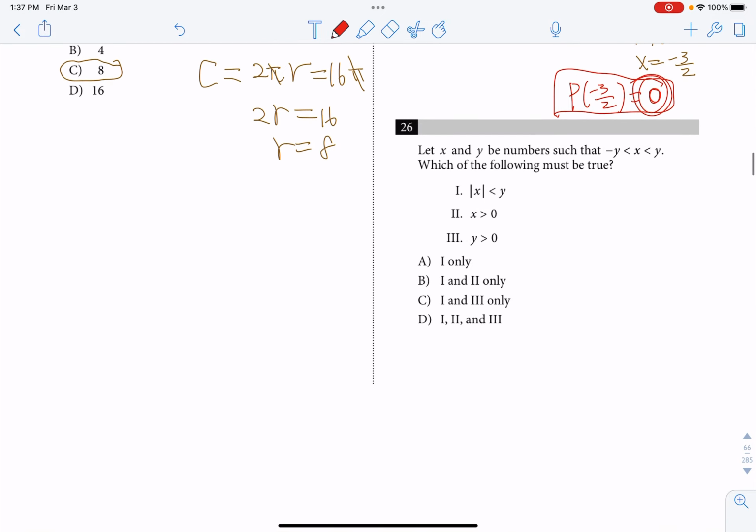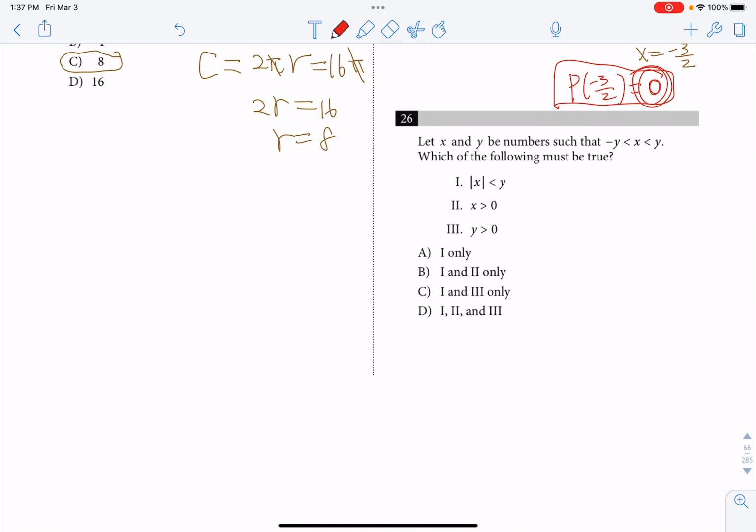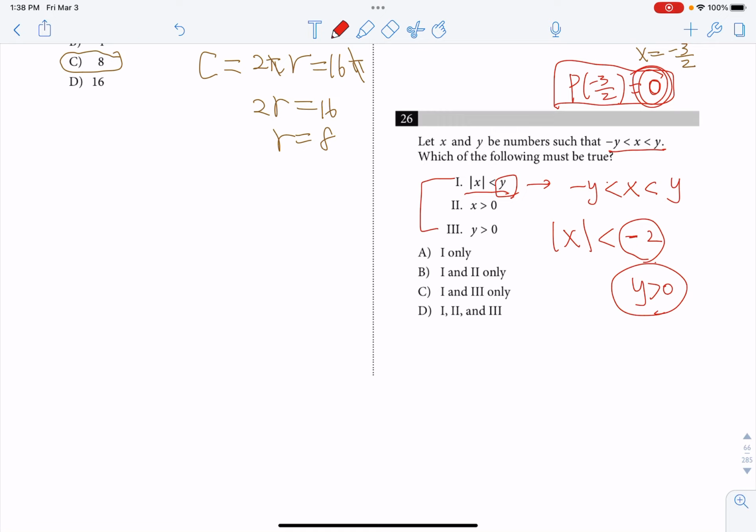And then 26: let x and y be numbers such that the absolute value of x is less than y. Which of the following must be true? When you have an absolute value less than y, you can solve it: x is between negative y and y. That's how you solve absolute value. But to do that, you have to have a y value here. An absolute value cannot be less than a negative number, for example, so y cannot be negative. So y should be greater than 0, which should also be satisfied. So 1 and 3 should be satisfied.